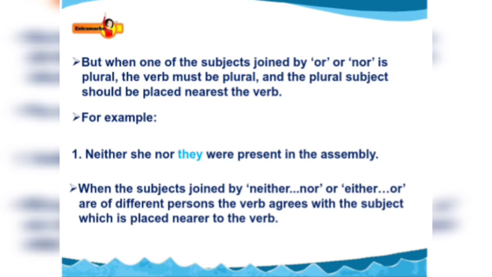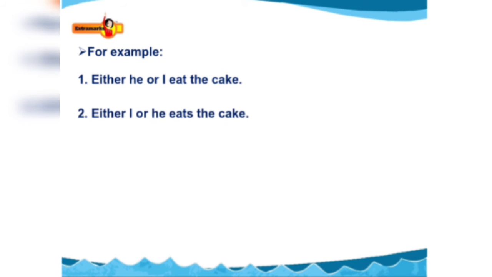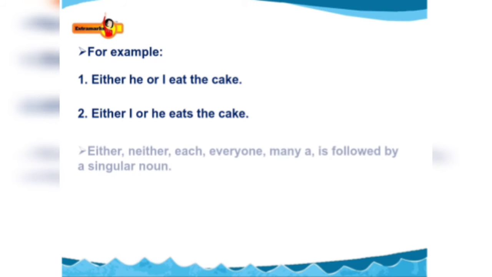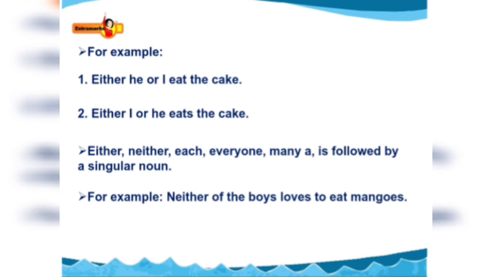When the subjects joined by neither, nor, or either, or are of different persons, the verb agrees with the subject which is placed nearer to the verb. For example, either he or I eat the cake. Either I or he eats the cake. Either, neither, each, everyone, many a is followed by a singular noun. For example, neither of the boys loves to eat mangoes.